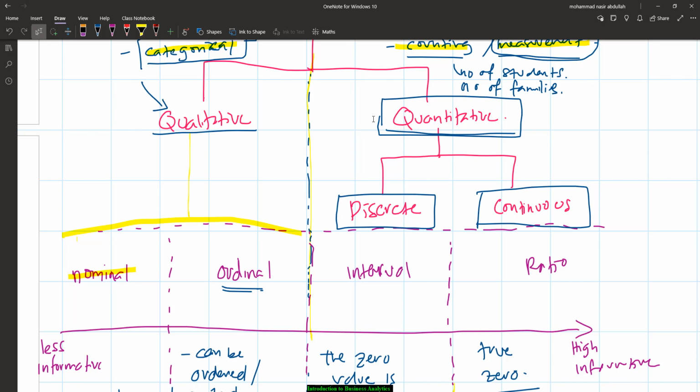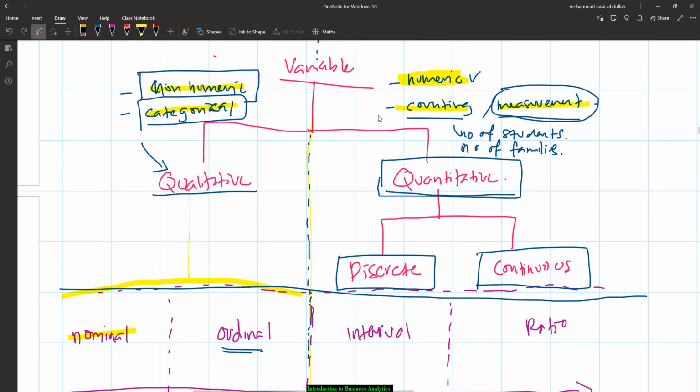Boleh faham setakat ni? Before I go further, ada soalan tak setakat ni? We try to understand the first phase of the qualitative and quantitative. So this is the first phase. This is the second phase. Boleh faham first phase? Ada soalan tak?